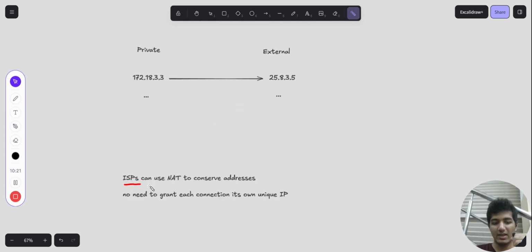Now, ISPs use NAT to conserve addresses. It allows them to serve thousands of customers using just hundreds of IPs. You don't need to grant each connection its own unique IP.